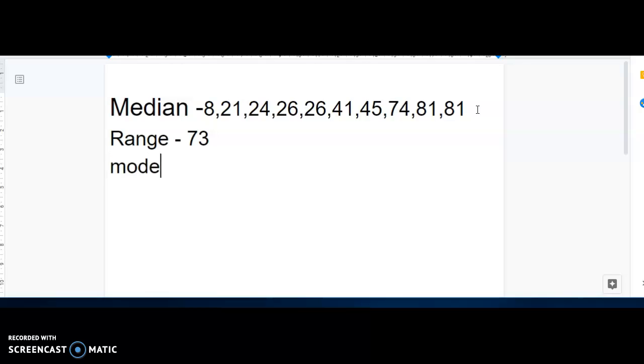The mode, which is nice and simple, is the number that appeared the most. Luckily, just by chance, I did throw some numbers and got the same score. I threw two lots of 26 and I threw two lots of 81. So in this case, I've got two modes.